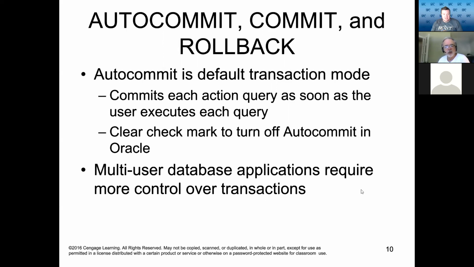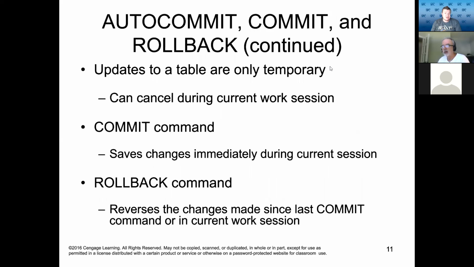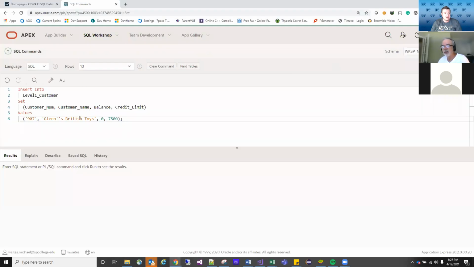Multi-user database applications require more control over transactions. And that's where the commit and rollback come in. So what is auto commit, and rollback? When we talk about auto commit, when we run a query, like we've been doing, we actually haven't run them, but let's say we had run this. If the auto commit is checked, then the system automatically makes that update. There is no ifs, ands, or buts. It's done. It's over. We move on.